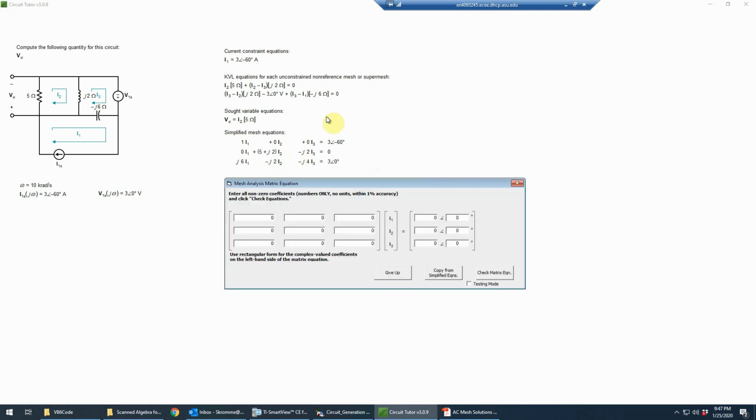But let's first put these in a matrix equation, and that's very easy. Here we just push the button to copy the coefficients, and so we don't have to retype all of them, but you could if you wanted. And remember what this means.